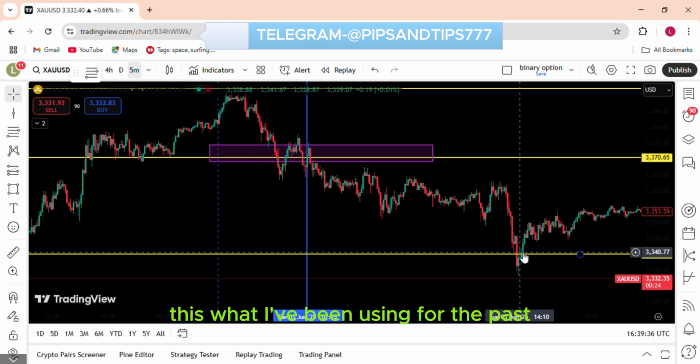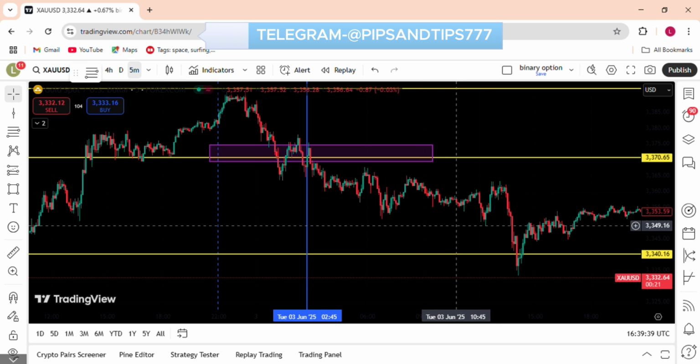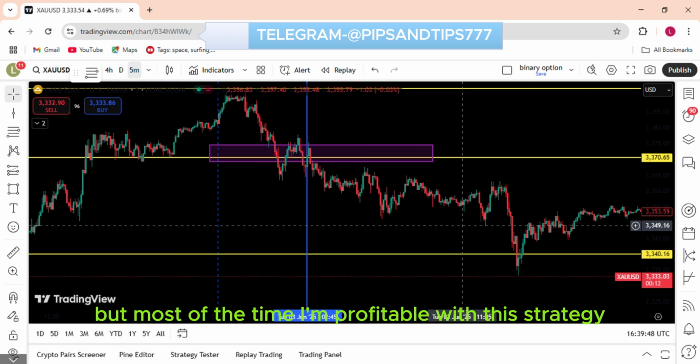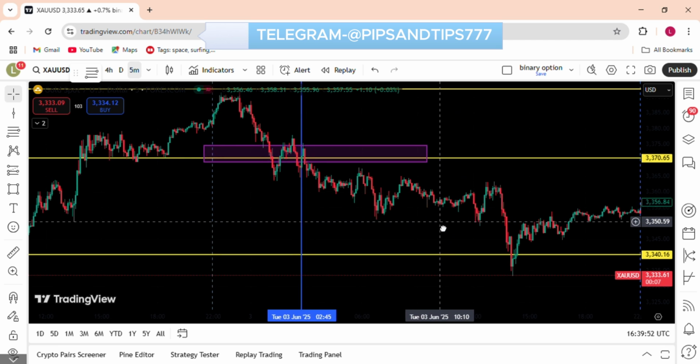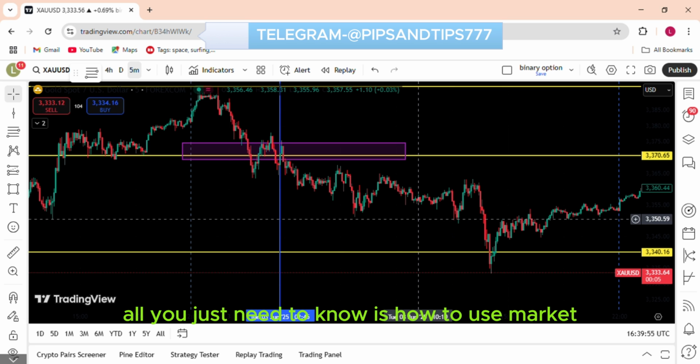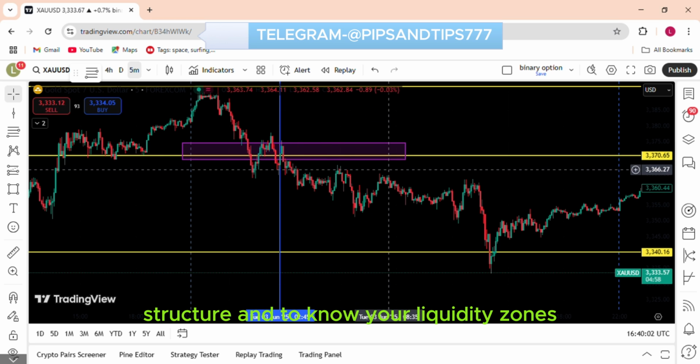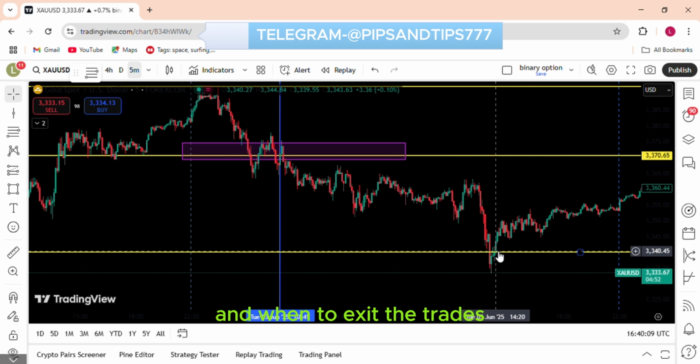This is what I've been using for the past 3 to 4 years now, and it's been very profitable, even though sometimes there are bad days, but most of the time I'm profitable with this strategy. Like I said, all you just need to know is how to use market structure and to know your liquidity zones, and then you will know how to enter trades and when to exit the trades.